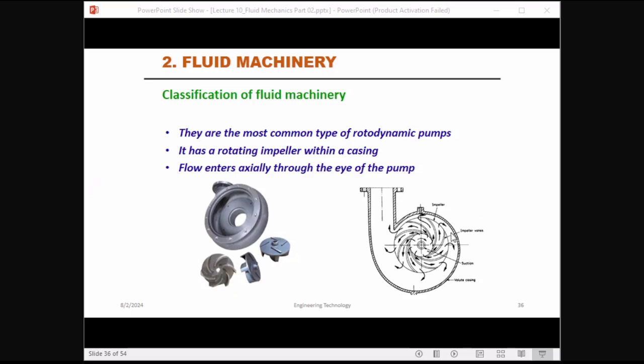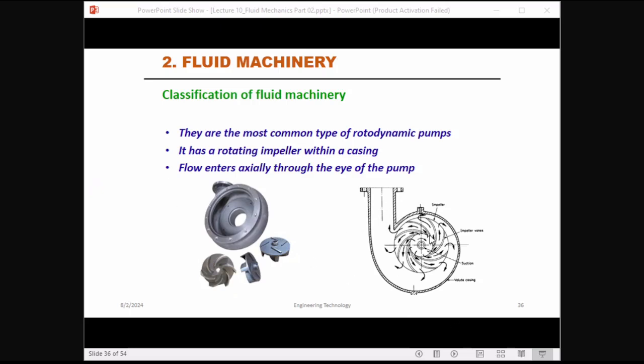Then the fluid moves radially outward through the impeller channels. Okay, then this is the method inside of the pump, you can see inside of the centrifugal pump.